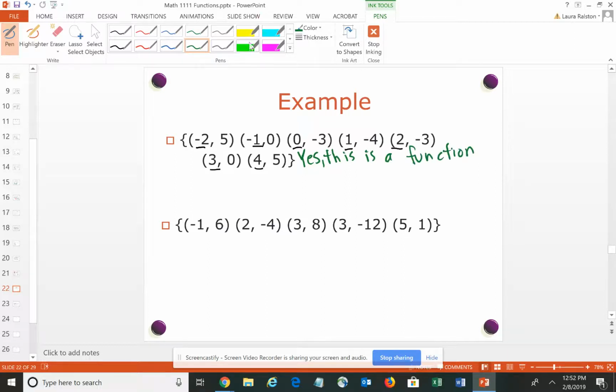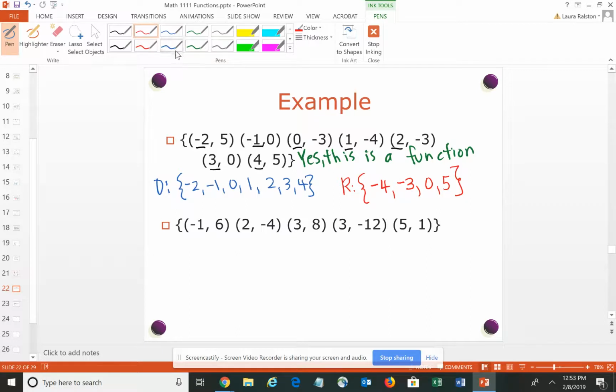Okay, then identify the domain and the range. Again, the domain is simply a list of your inputs, and we just make the list: -2, -1, 0, 1, 2, 3, and 4. The range is the list of outputs. So let's see, we have in order from low to high, -4, -3, 0, and 5. Now again, notice there are a few of those y values that repeat, but it's okay for the y value to repeat in terms of it being a function.